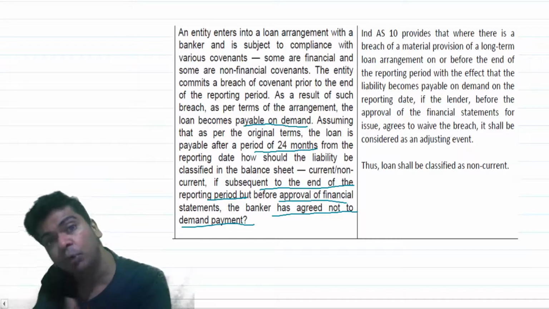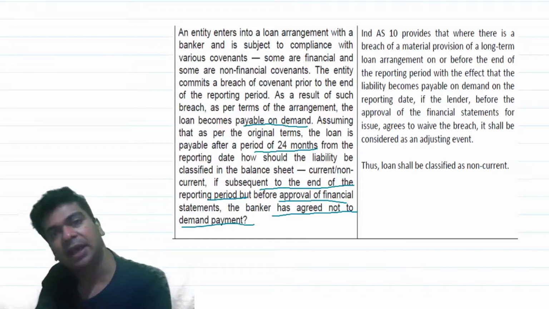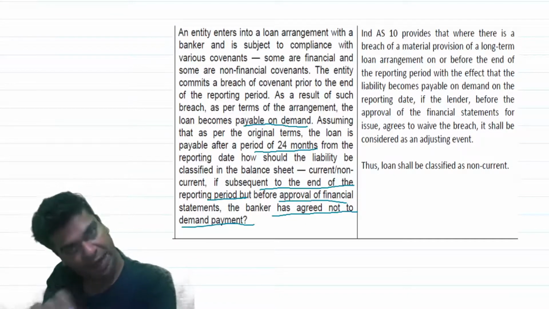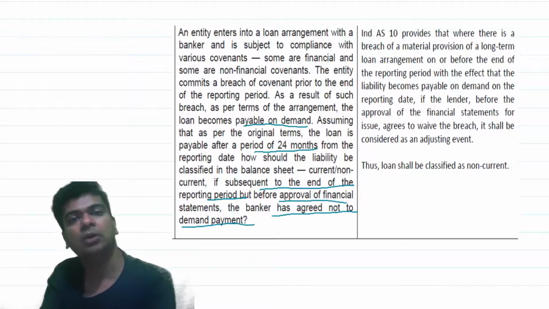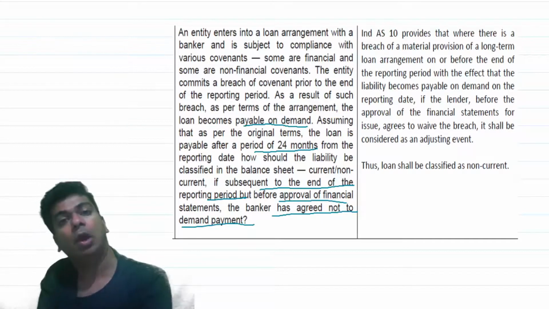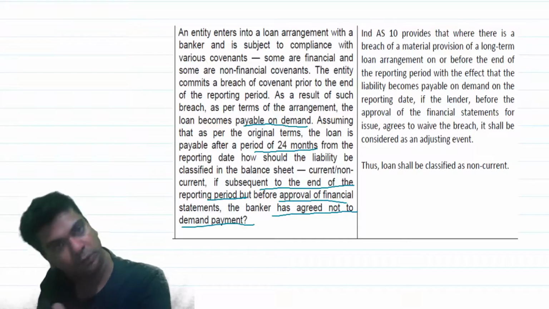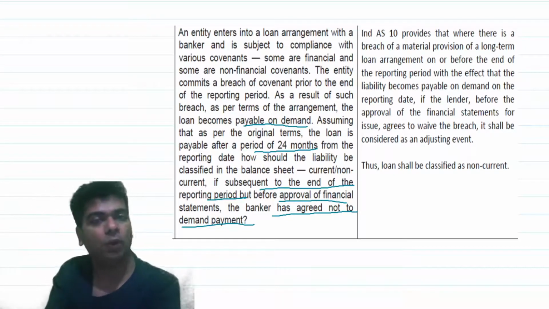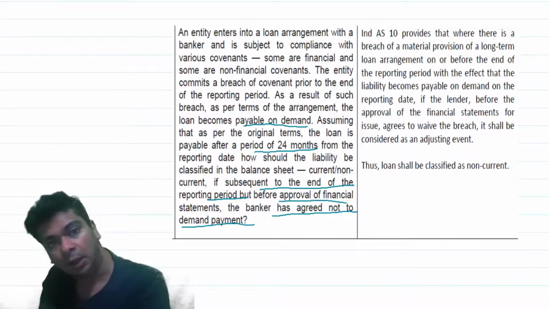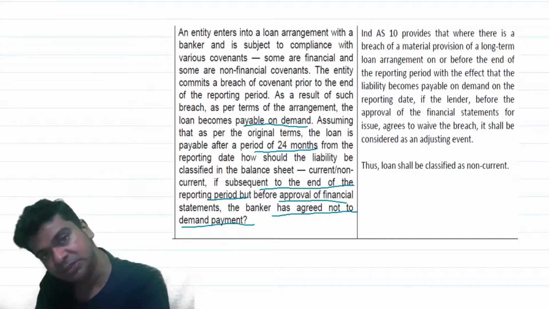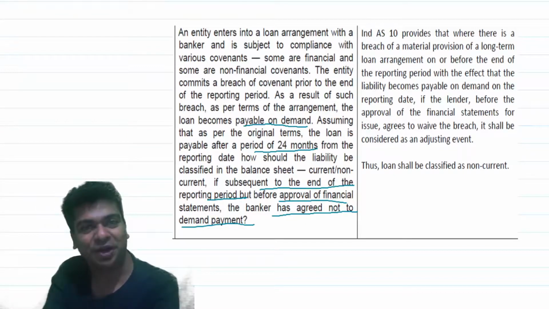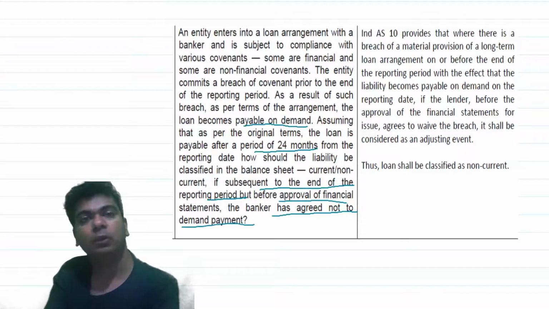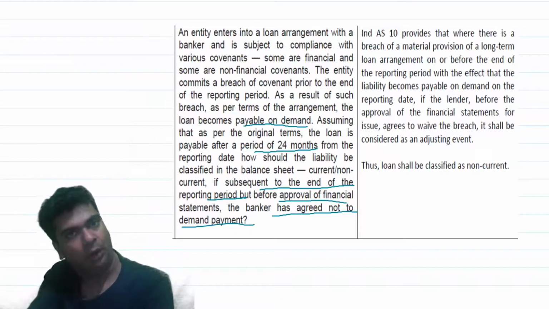But before you are approving the financial statements, the bank has agreed that we will not demand immediate payment. In other words, the breach of the covenant has been rectified after the reporting date, but before the approval of the financial statements. We have already seen an important carve out with respect to this. The carve out is very clear. If the breach of an important covenant of a long-term loan arrangement is rectified before the approval of the financial statements, we will consider it as an adjusting event. If you say it's an adjusting event, that means the status of the loan on the balance sheet date will change from current liability to non-current liability.